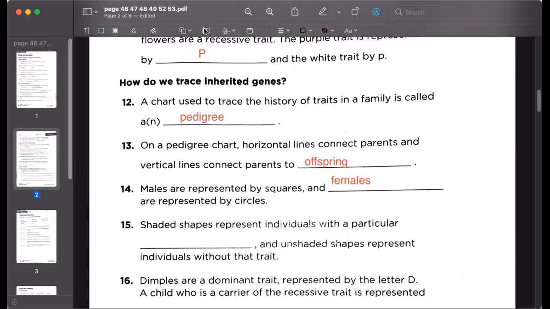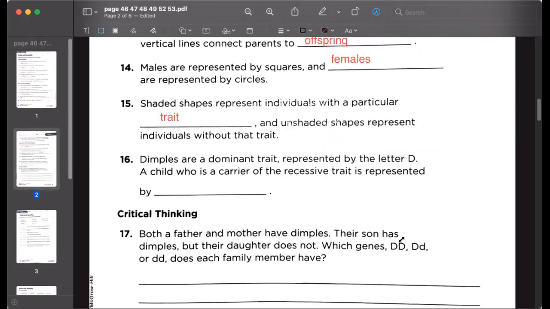Number 15. Let's move over this one. Shaded shapes represent individuals with a particular dash, particular trait. Now, the second last, because the last one is a critical thinking question, that's for you as homework. So you need to do it well. I just mentioned here homework.